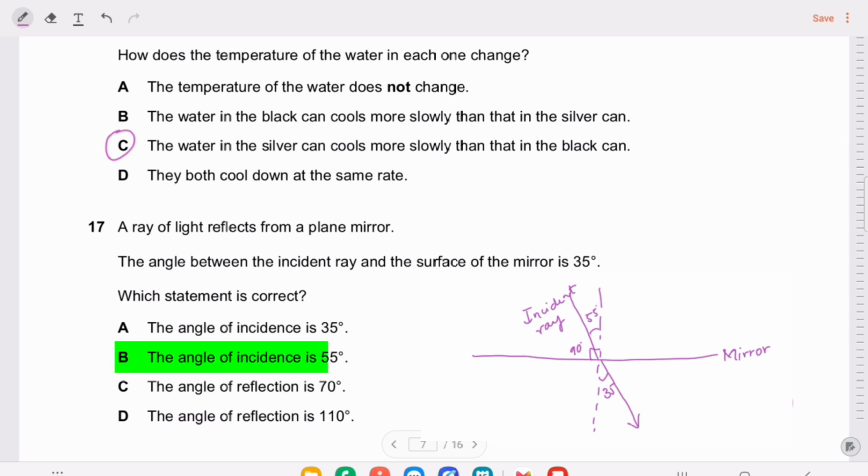Think of the normal as a referee in every reflection question. Physics only cares about angles measured from the referee. It doesn't care about angles measured from the mirror itself. So, whenever you see reflection, find the normal first and then measure the angle.